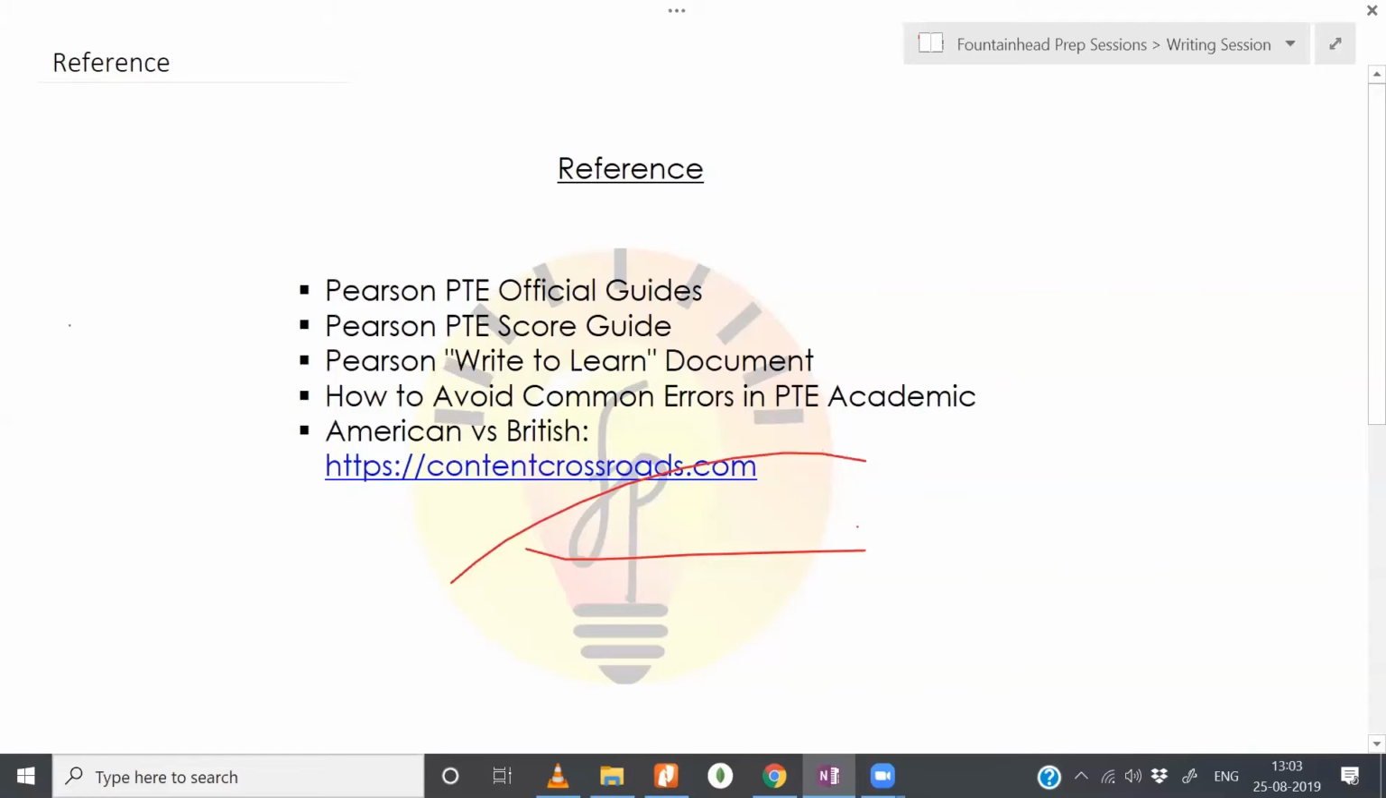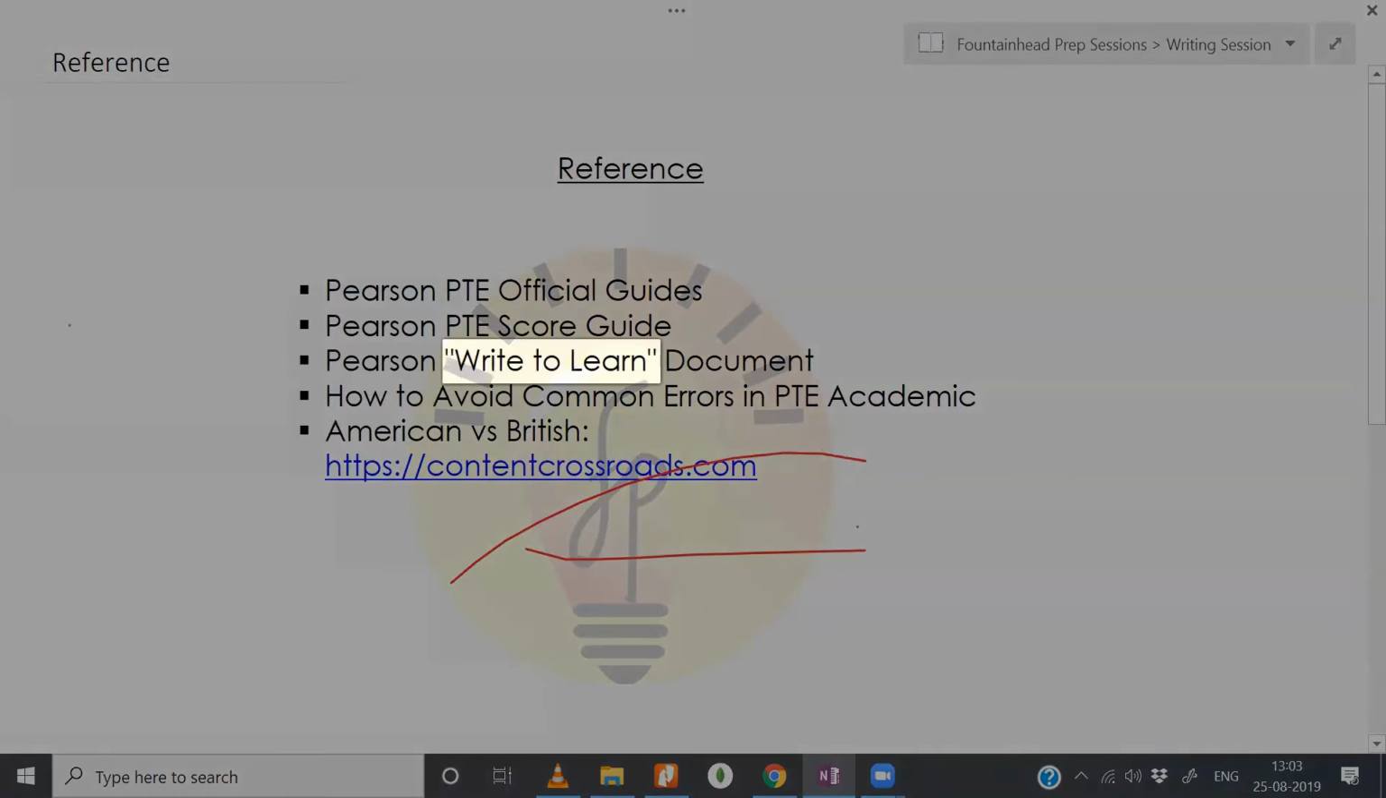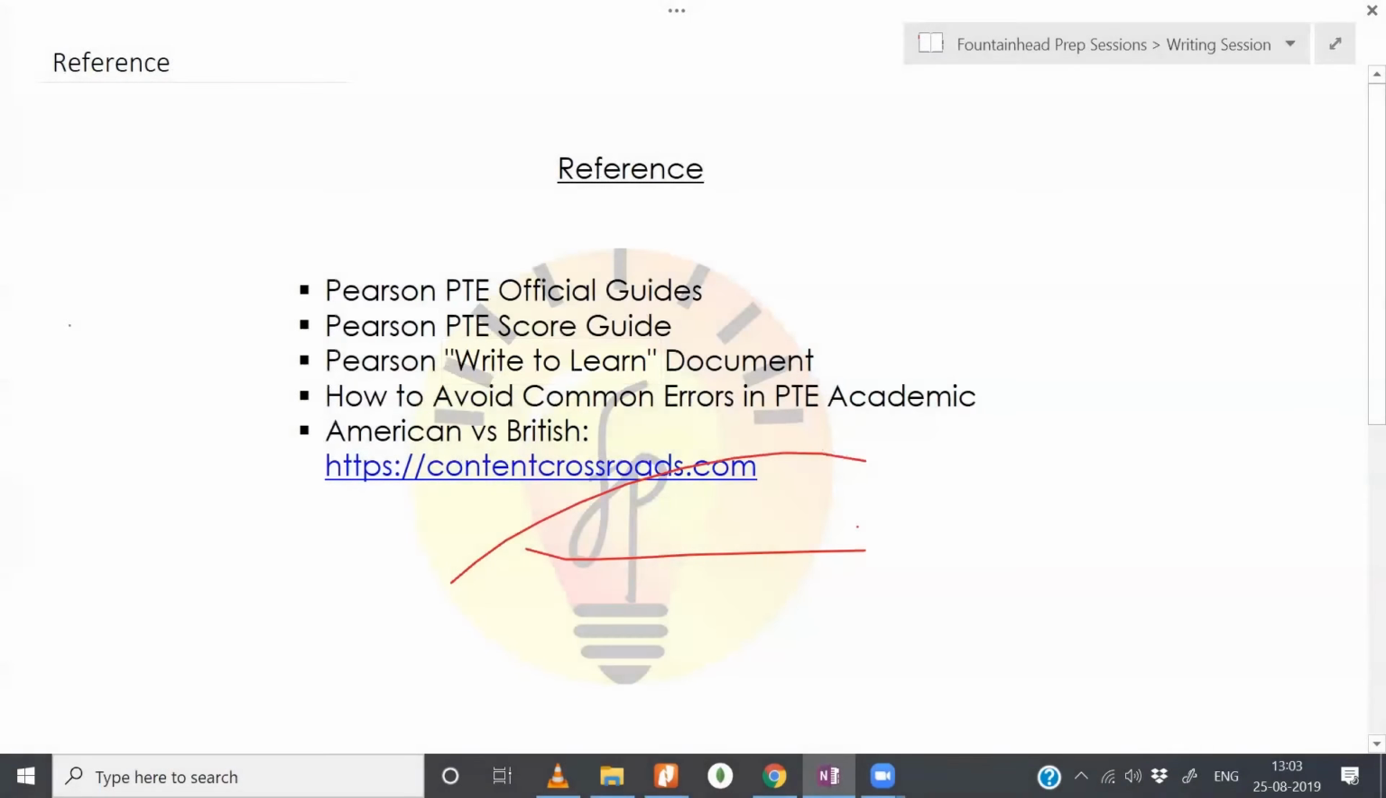Okay, so these are the references. I've just referred to the Pearson PTE official guide, the Pearson PTE score guide, and Pearson's Write to Learn software, which is something they came up with long back. There is also this document, How to Avoid Common Errors in PTE Academic, a book published by Pearson. So this is what I was talking about. For some of you, American versus British: these websites should have some good information about American convention versus British convention.